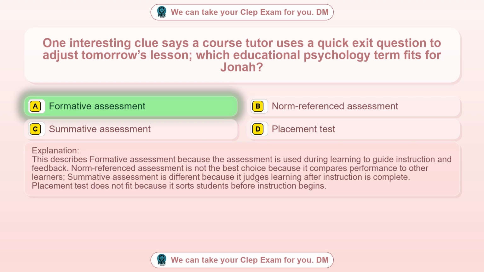This describes formative assessment because the assessment is used during learning to guide instruction and feedback. Norm-referenced assessment is not the best choice because it compares performance to other learners. Summative assessment is different because it judges learning after instruction is complete. Placement test does not fit because it sorts students before instruction begins.